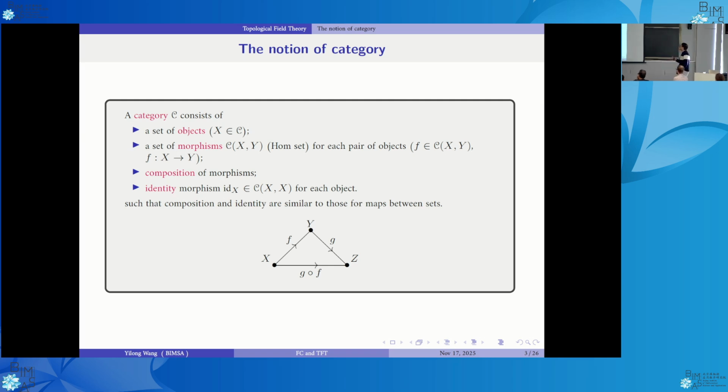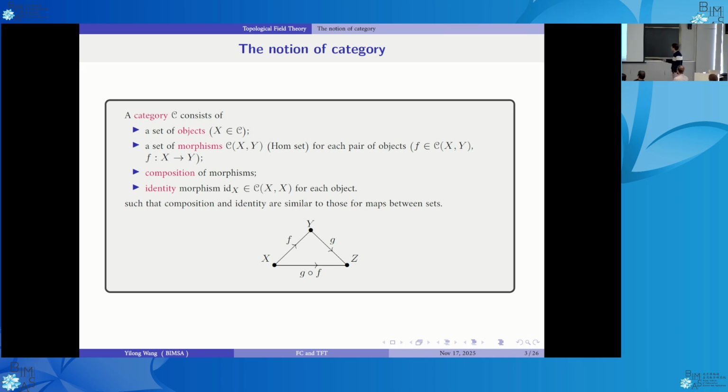Roughly speaking, a category consists of a set of objects, and to each pair of objects, we assign a set of morphisms. We call this set a Hom set. Although we don't require the objects to have the structure of sets, and we don't know if the morphisms are maps between sets, we still like to write f from x to y to give us some tangibility of some concepts, because we want morphisms to be composed. We have a composition of morphisms, and we have for each x a distinguished morphism called the identity morphism, so that the composition and the identity are similar to those for maps between sets.